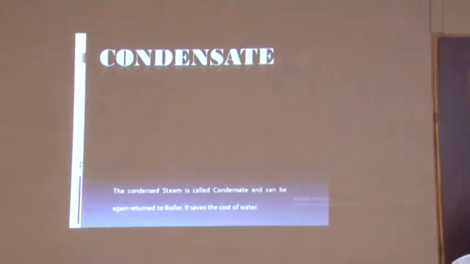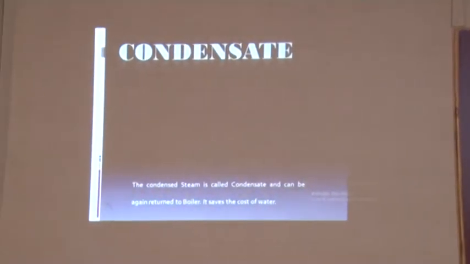Next, condensate. This term is used in this discussion many times, so we should know about condensate. The condensed part of the exhaust steam is termed condensate.